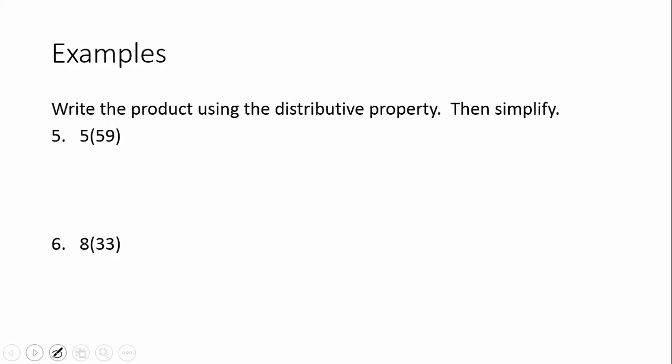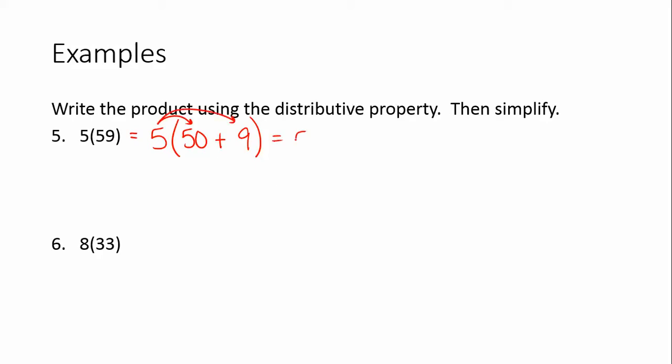So let's write the product using the distributive property, and then we want to simplify. If we take 5 times 59, most of us don't know that right off the top of our head. We'd have to do quite a bit of mental math. So let's make it a little bit easier. Let's rewrite 59 in terms that are easy to multiply: 50 plus 9. We're under the understanding that that is 59, and I can break that down using the distributive property. Now I want to distribute the 5 through.